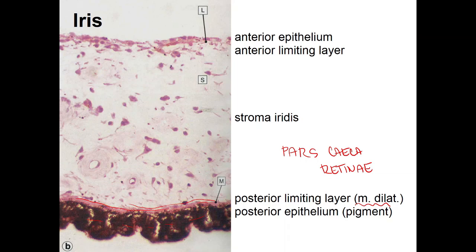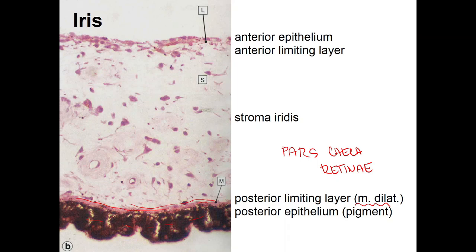and as I told you before, the whole retina is made of the optic cup. Yes, so these layers are also from the optic cup. Don't forget about it. And also we have two layers on the ciliary body. These two layers of the ciliary body are also pars caeca retinae, and they are also developed from the optic cup. Yes, that's very important.